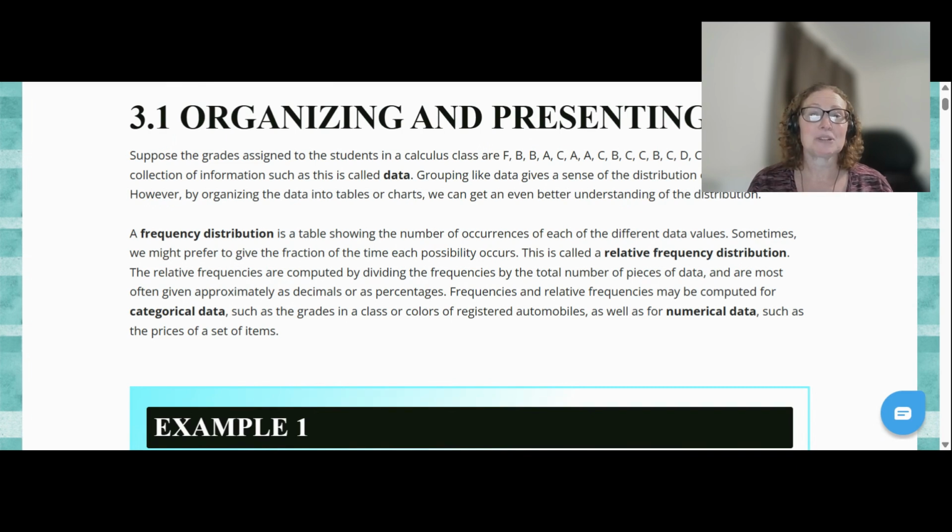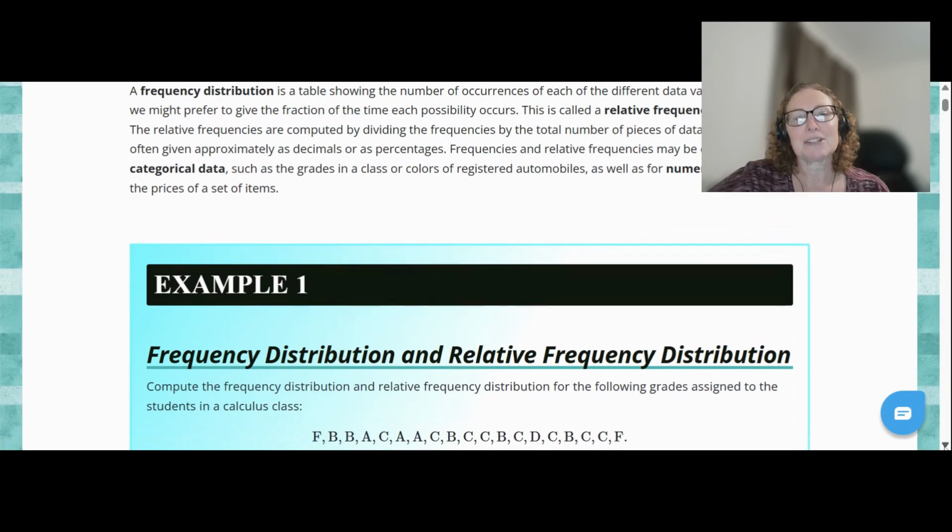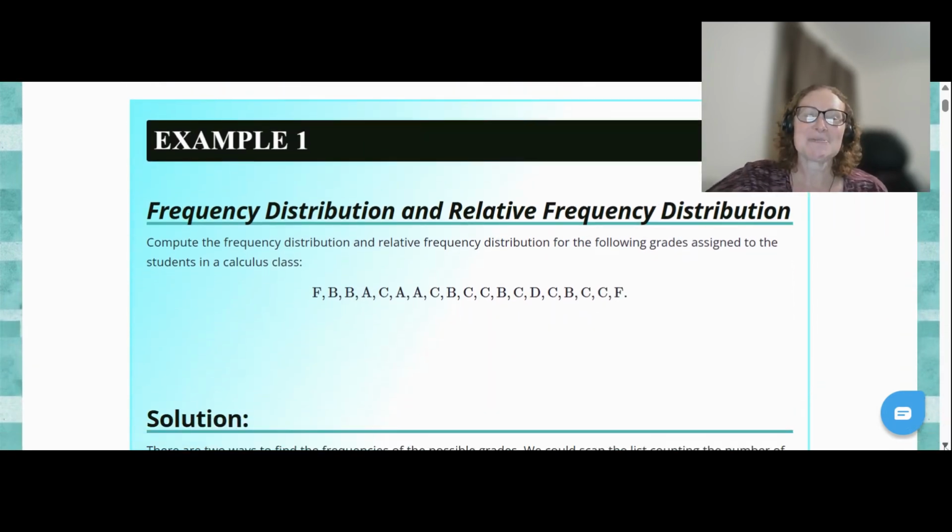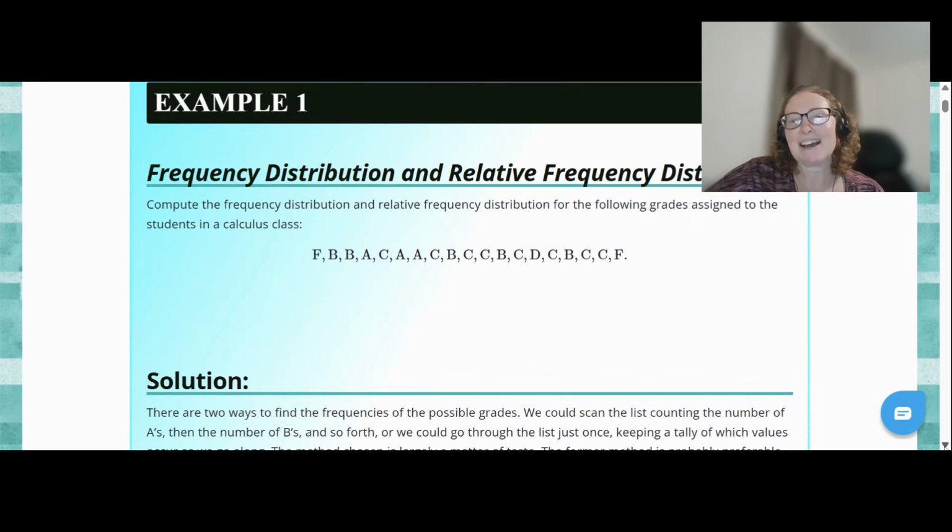We can also look at frequencies for categories of data, so grades, like letter grades or colors. But we also use it for numerical data, of course, for the prices of items. So here's our list of grades. We are going to look at the frequency distribution and a relative frequency distribution of these grades.